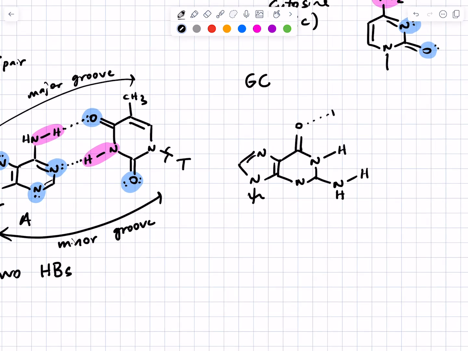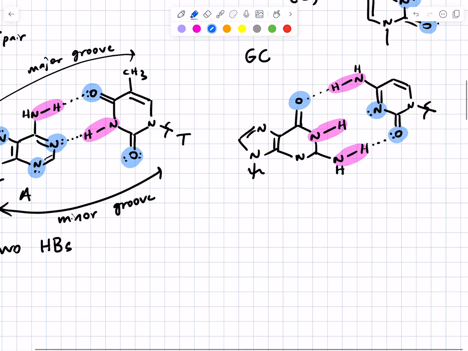The carbonyl oxygen is hydrogen bound to the exocyclic amino group of C. I always struggle with the structure of C more than the structure of T. All right, so the carbonyl oxygen here hydrogen bonds with the exocyclic amino group of G. The ring nitrogen hydrogen bonds with a ring NH in G. Then the exocyclic amino group of C hydrogen bonds with the carbonyl of G. So this is the GC pair. You can see the 3 hydrogen bonds.